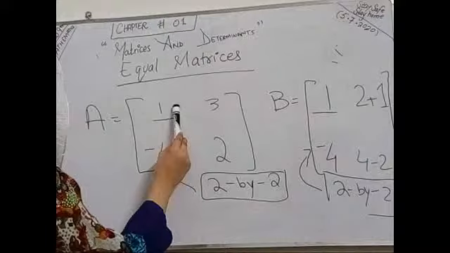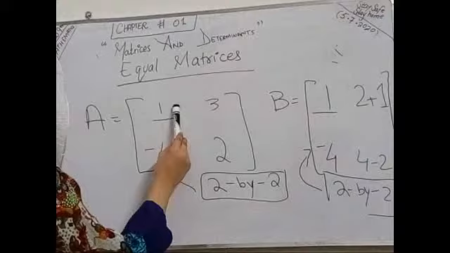Okay, so the next topic we are going to study is types of matrices. Types of a matrix. Matrix की कितनी types हैं? So there are total 12 types of matrices which are given in the book.